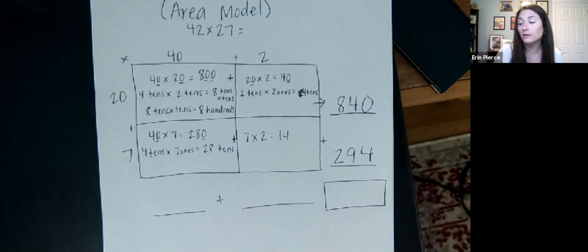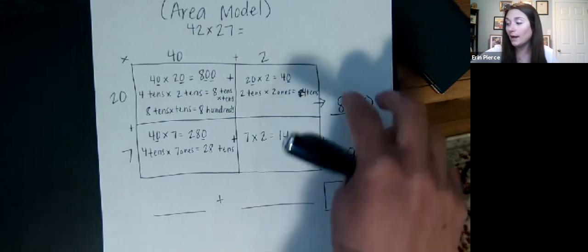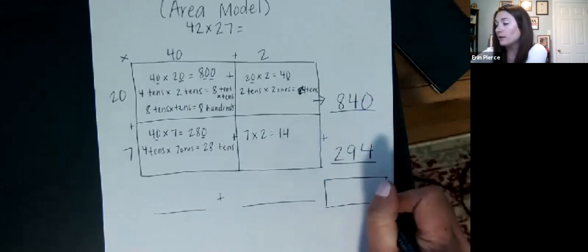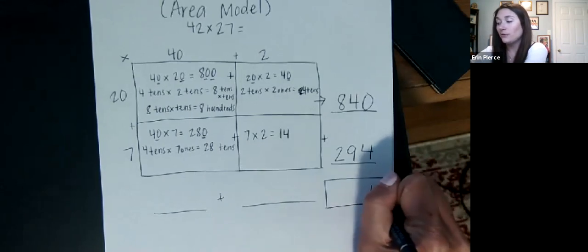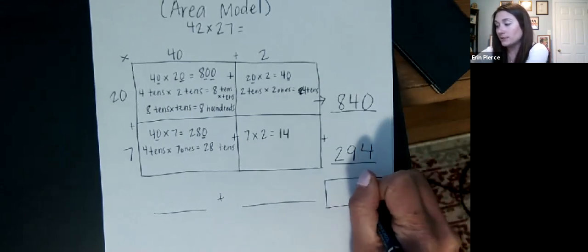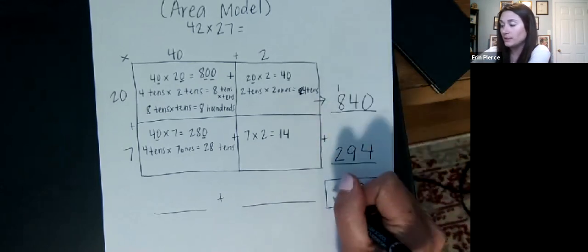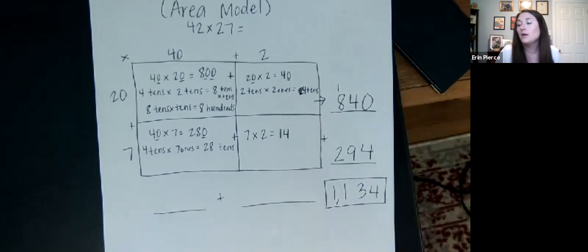From there, I add and show what's in my box. So 0 plus 4 is 4. 4 plus 9 is 13. 8 plus 1 plus 2 is 11. My answer is 1,134.